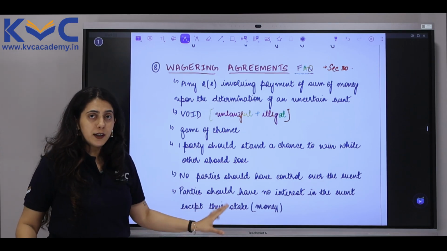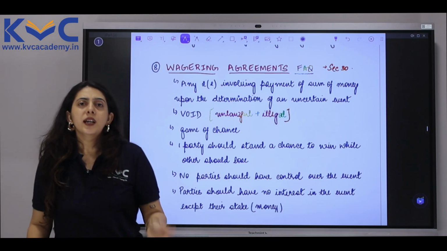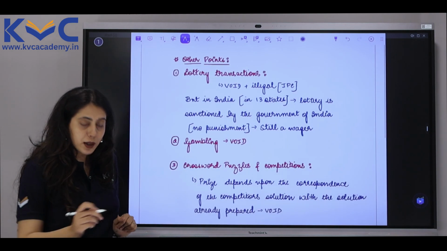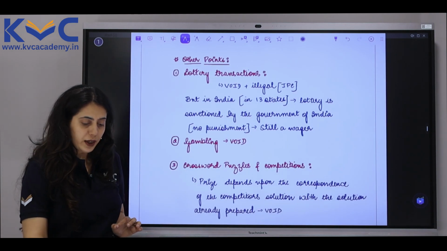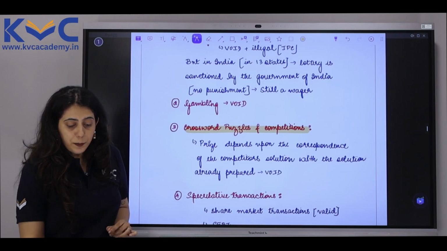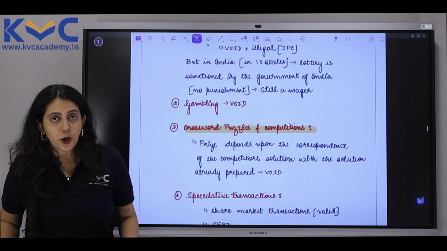So once you've explained this, the question also asked us, there are some cases which resemble a wager but aren't wagers. So here we have learned some other points. We have a few topics. The first one, crossword puzzles and competitions. Now there are two kinds of crossword puzzles and competitions.